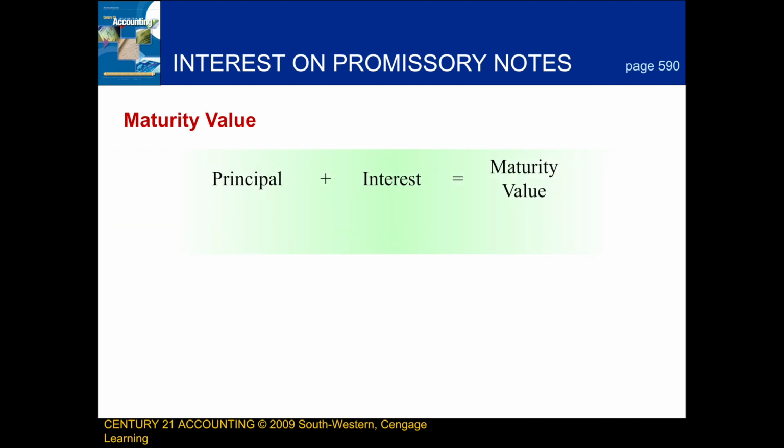All right, next we're going to be talking about calculating the maturity value for a promissory note. So the way that we calculate the maturity value is as follows. We take the principal, which was the interest that we had calculated for 1 year, and we add it to the interest that we had calculated for a fraction of a year. And that will give us the maturity value of the note.